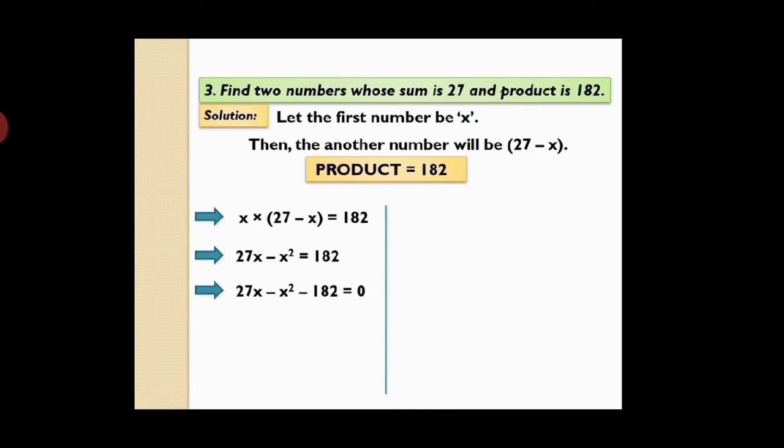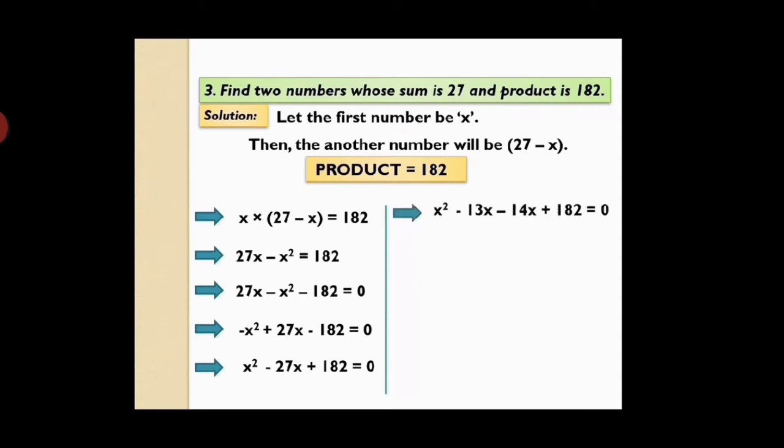After that we will arrange the terms. Minus x square plus 27x minus 182 equals 0, and if we take the minus sign common we will get x square minus 27x plus 182 equals 0. Now we will factorize this quadratic equation by splitting the middle term, and we will get x square minus 13x minus 14x plus 182 equals 0.